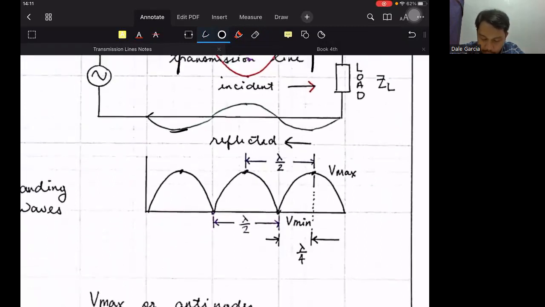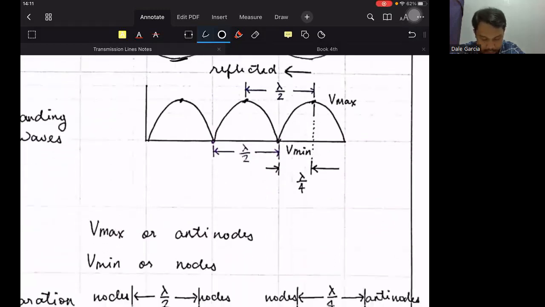Consequently, the distance between the minimum value and the maximum value is, of course, 1/4 wavelength. Appreciate its significance as we move further.